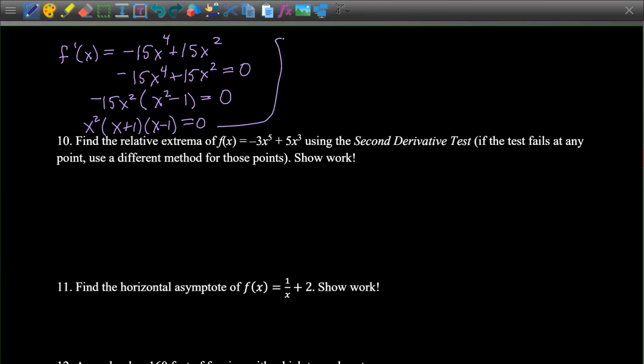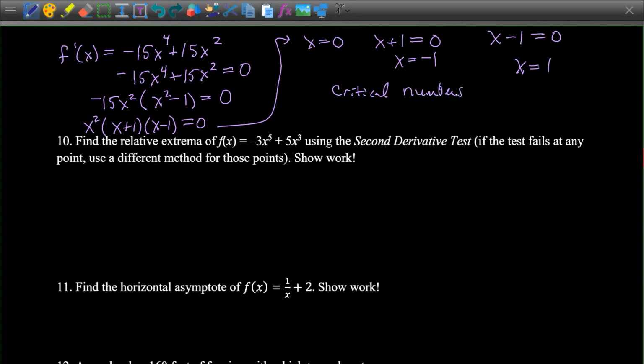Okay. So from this, we can say that x can be 0, or x plus 1 set to 0, x is negative 1, or x minus 1 set to 0, x is 1. So our critical numbers are -1, 0, and 1.